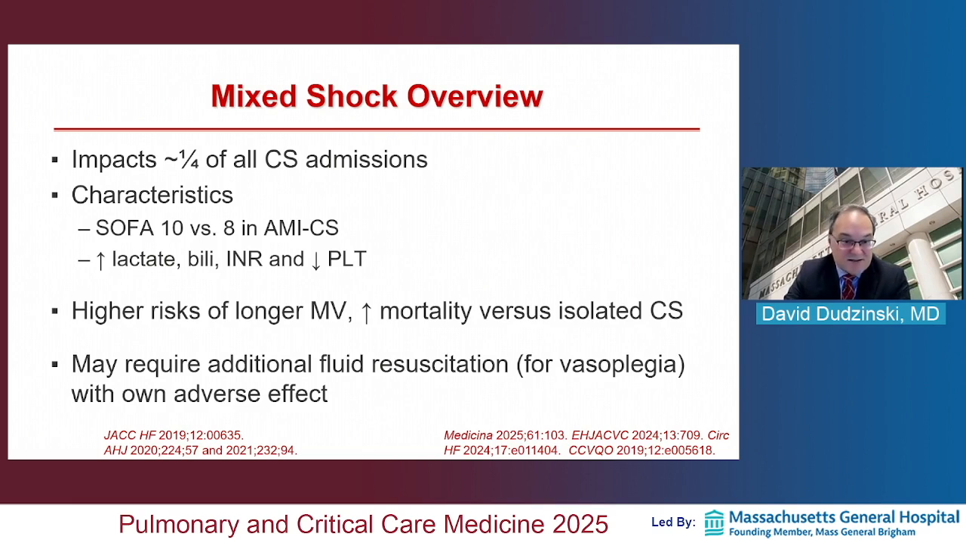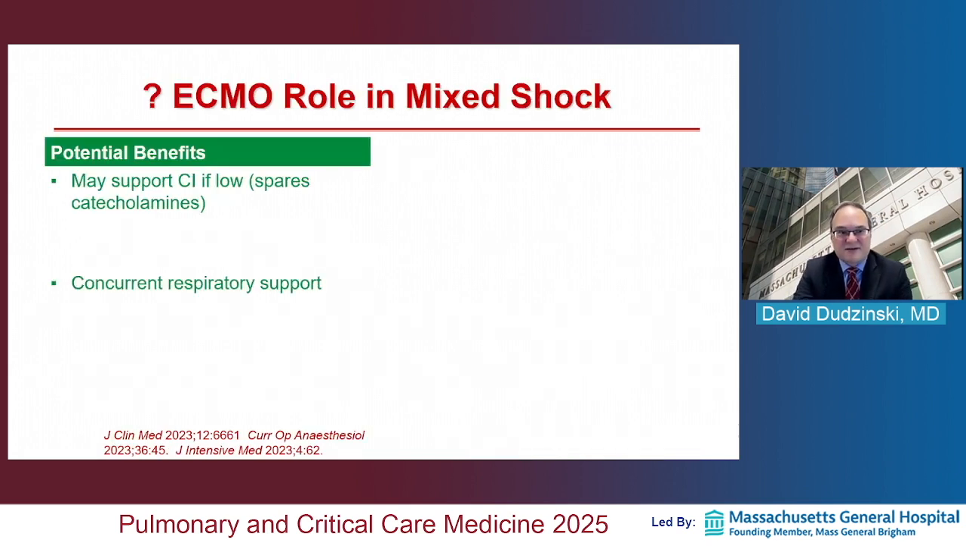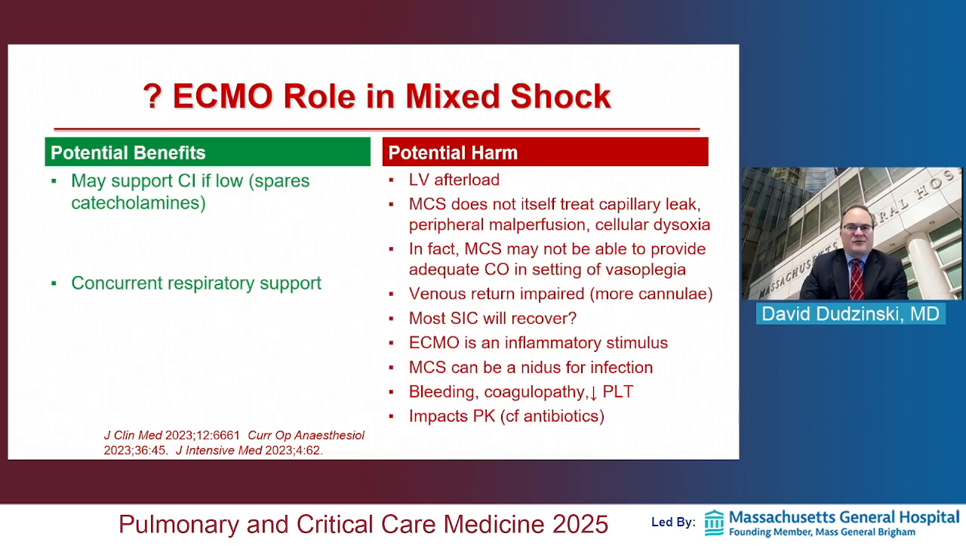Additionally, these patients may be receiving crystalloid resuscitation for their vasoplegic state, which may contradict with the goals we have for the cardiogenic shock state. So if we do this thought exercise, when could we use mechanical support in mixed shock state? Maybe if we need concurrent respiratory support, that's certainly an advantage of ECMO. Maybe to reduce catecholamines, but the red column is a little bigger.